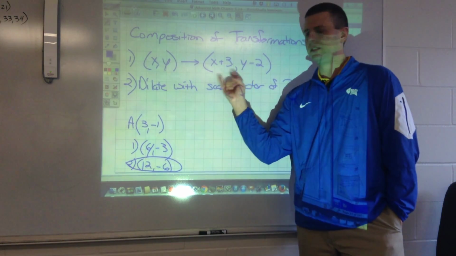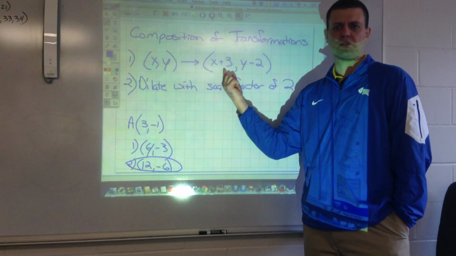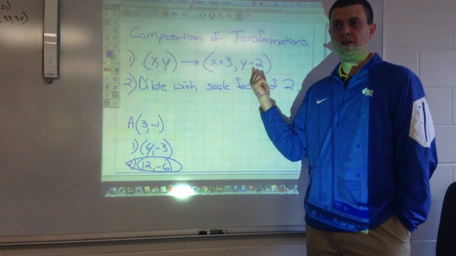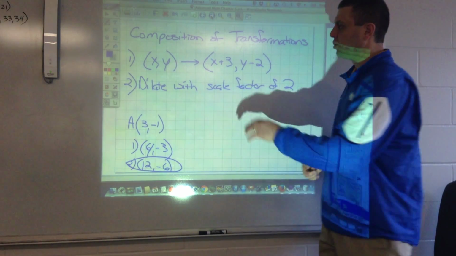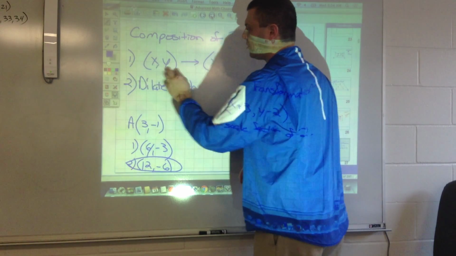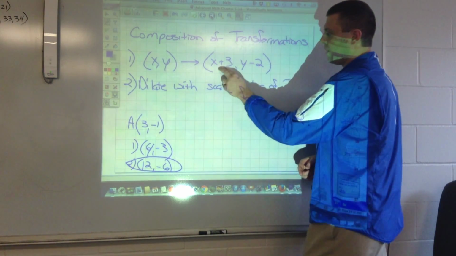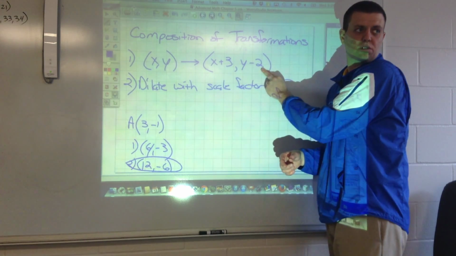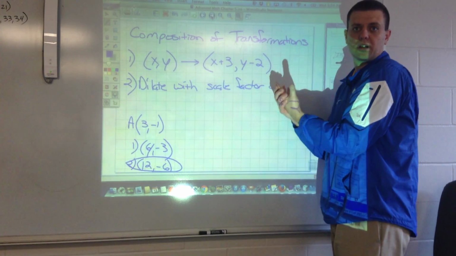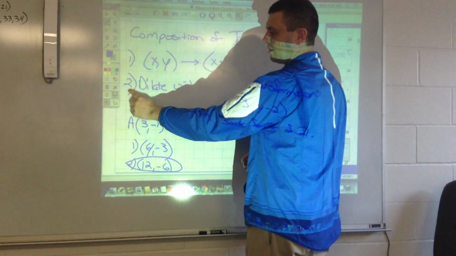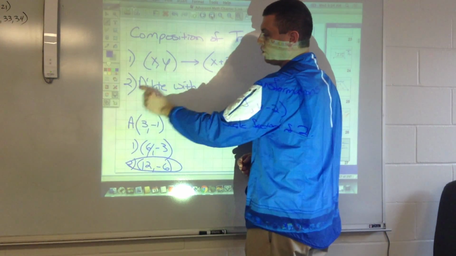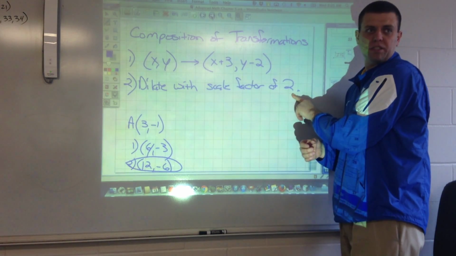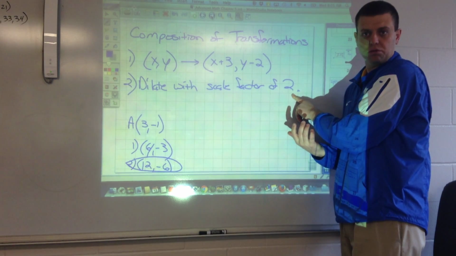Well, what does that mean? What's that going to do to it? We've done this. Move it to the right 3 and down 2. So this transformation says to take every coordinate and move it right 3 and down 2. Or in other words, add 3 to the x value, subtract 2 from the y value to get your new coordinate. But then it says, after you do that transformation, to dilate it with a scale factor of 2. Which basically just means to take it and multiply it by 2, right?